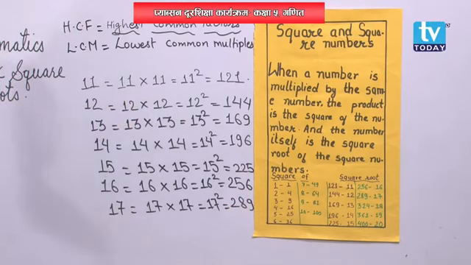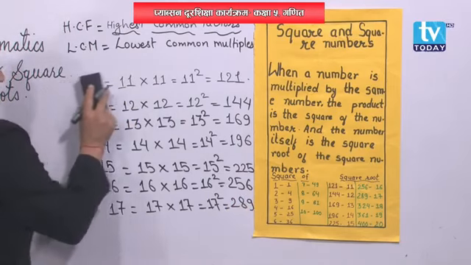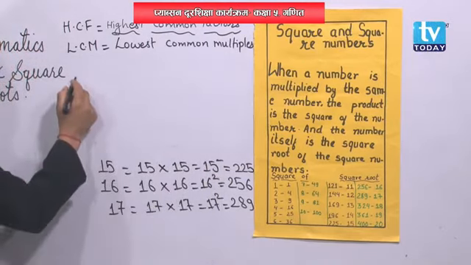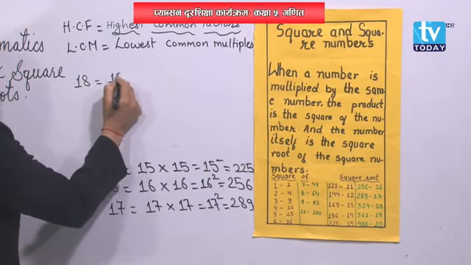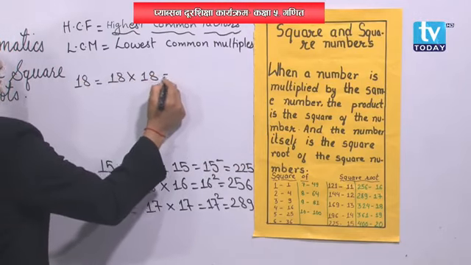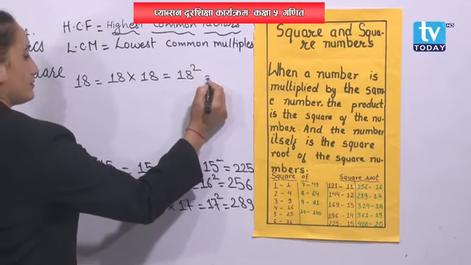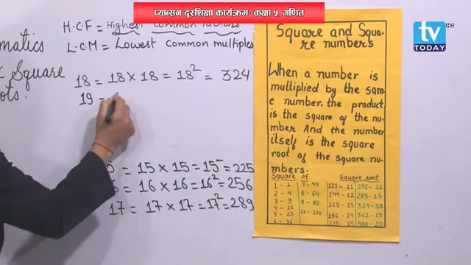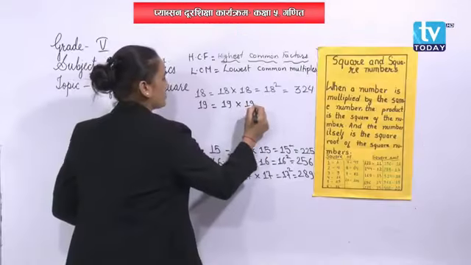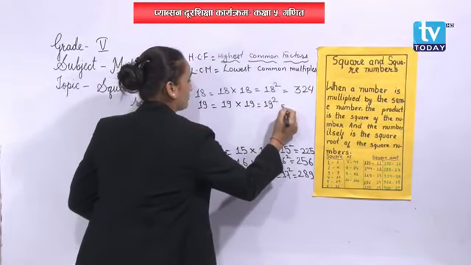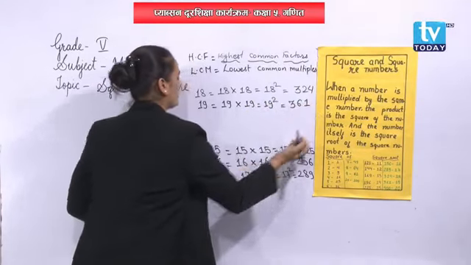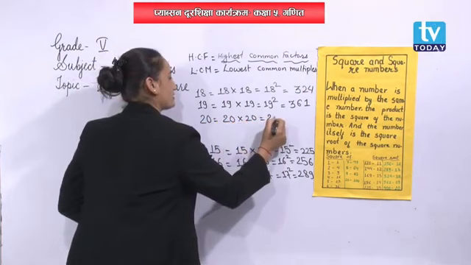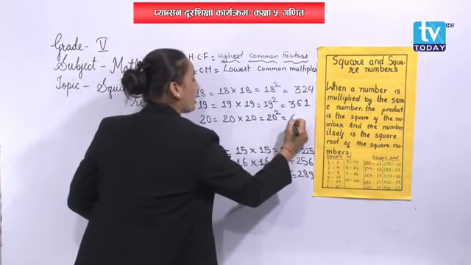Now again let's write down 18, 19 and 20. Okay. 18 times 18 equals 18 square. That means 324. 19. Can you write? 19 into 19 equals 19 square. That will be 361. 20. 20 into 20 is 20 square. That means it's 400.